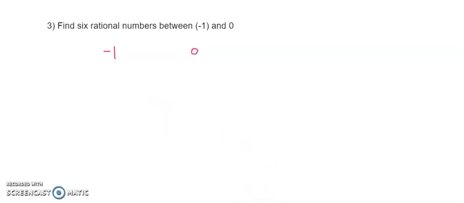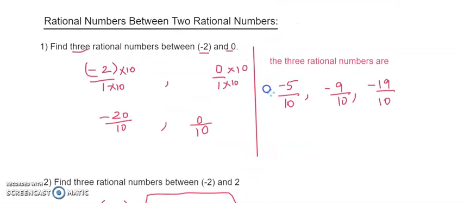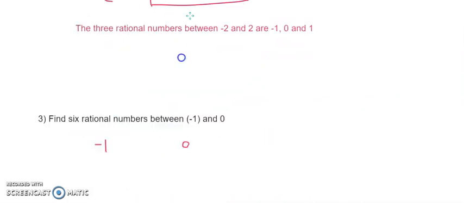So in this question, in the first one, we did it by multiplying by 10, but indirectly we are dividing it by 10. So we are making decimals. So we are making it smaller. So we find -0.5, -0.9, and -1.9 between -2 and 0, right? Clear? So what we are doing here, we are making it smaller and smaller so that we can find the rational number between the two given numbers.